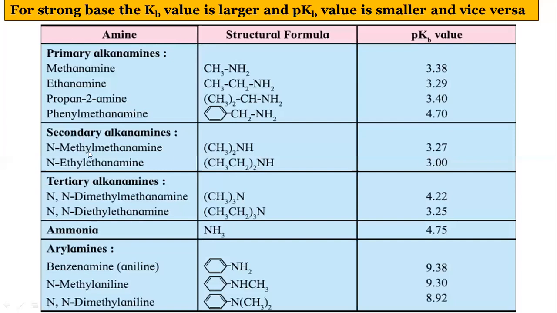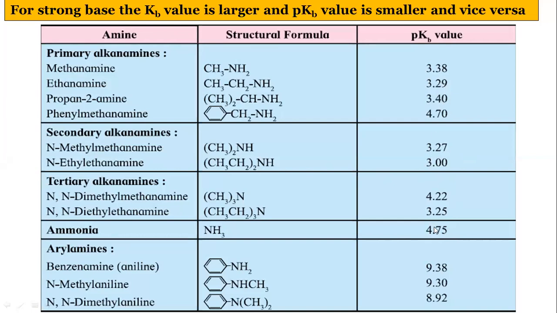So these are the secondary amines. Secondary amines are very strong bases. We can see these values. See the ammonia here, having the value 4.75. So ammonia is a weak base. Then primary amines are also weak bases.